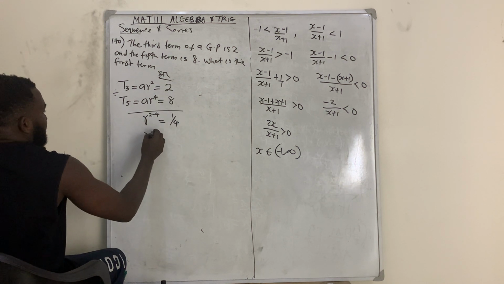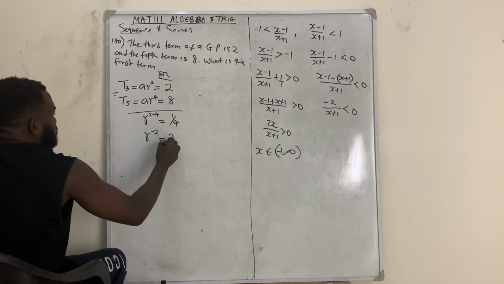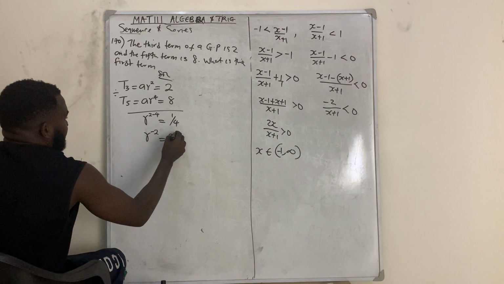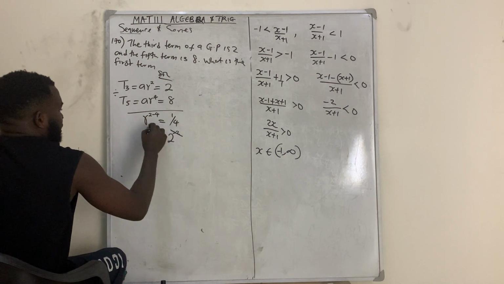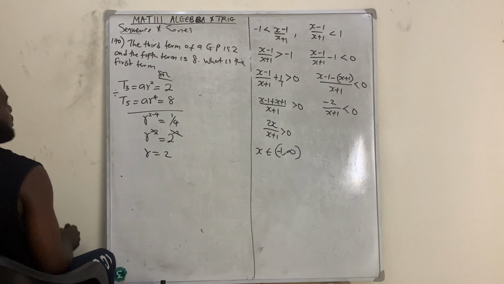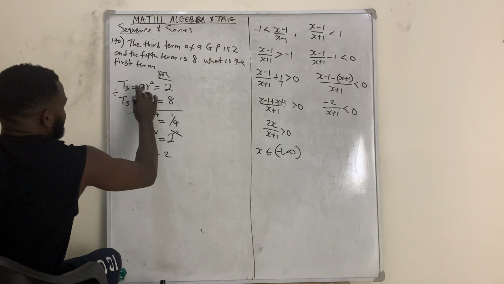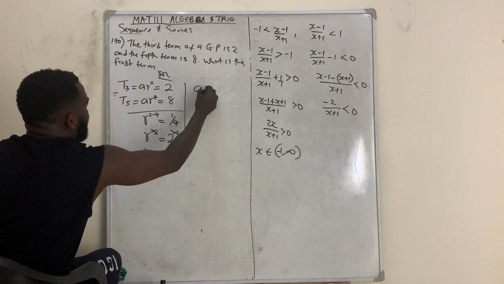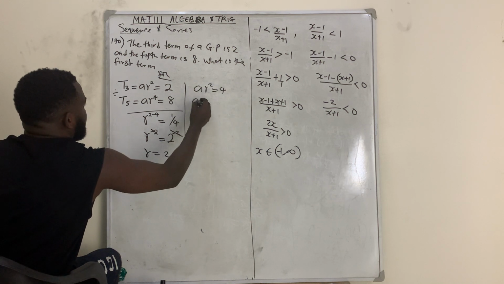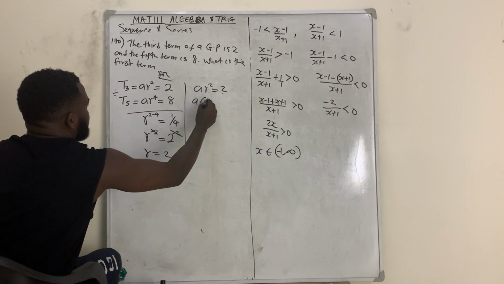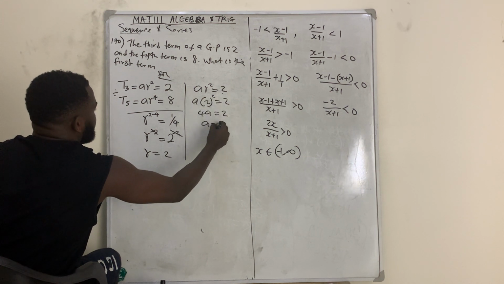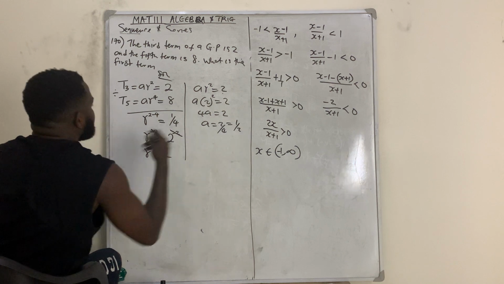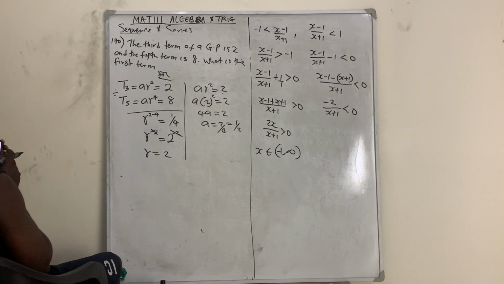So I have r raised to power minus 2 is equal to 2 raised to power minus 2, so you will now have that r is equal to 2. Since r is equal to 2, now substitute here to get your a. So a r squared is equal to 2, so a into 2 squared is equal to 2. So 4a is equal to 2, so my a is equal to 2 over 4, which is 1 over 2. All right, so 1 over 2 is the result there.